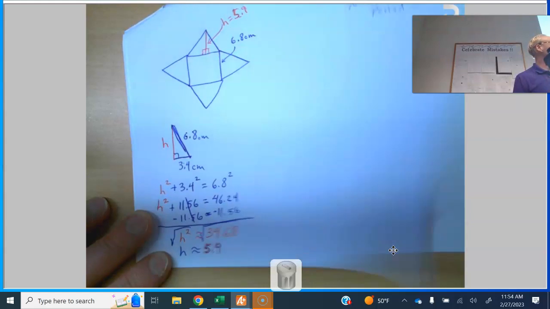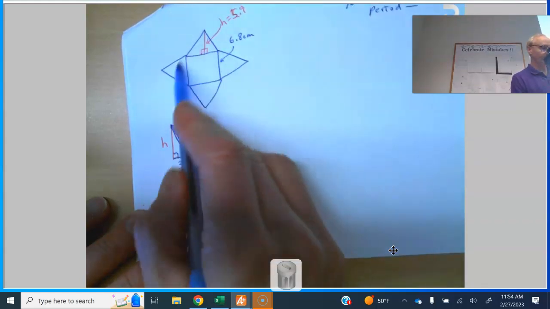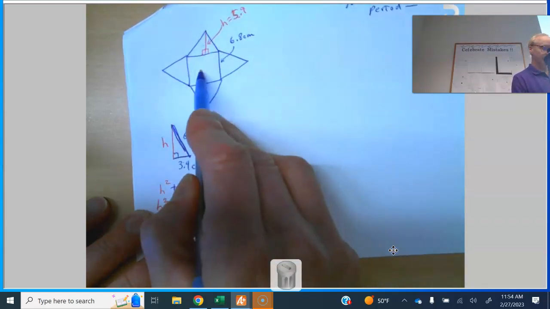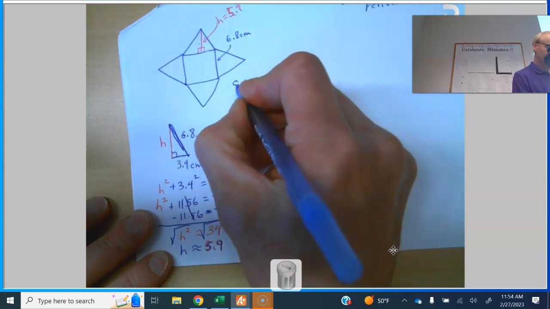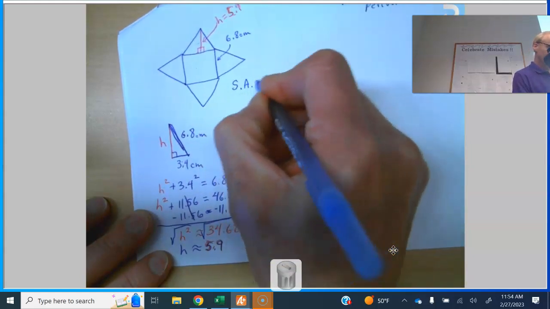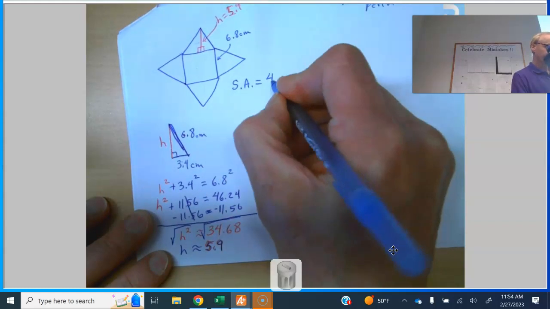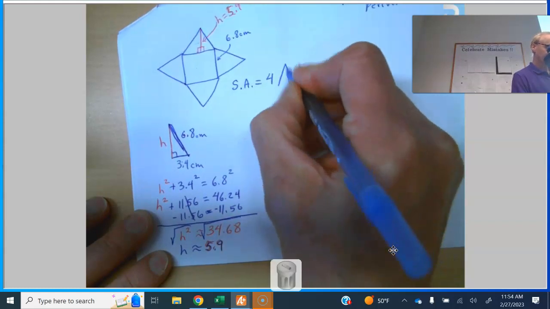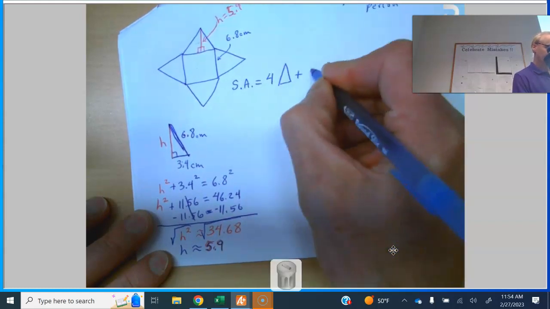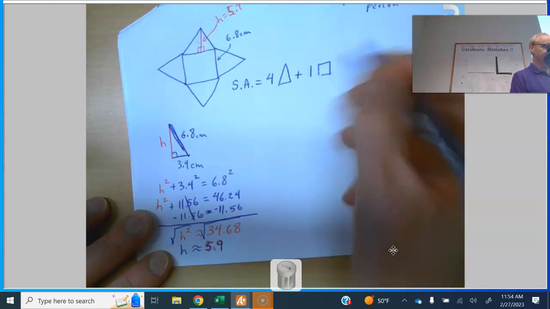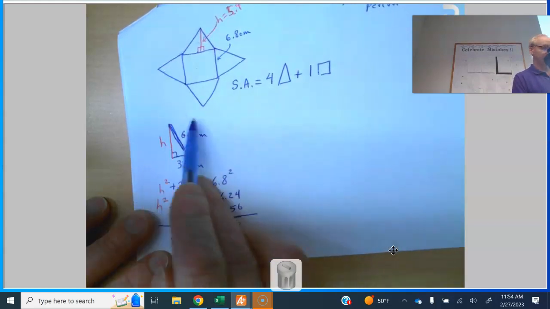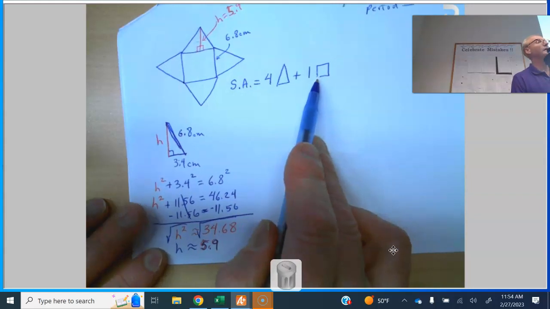In order to find the total surface area, you're going to have to add the 4 triangles and the square. Total surface area is the area of all the triangles plus the area of the square.